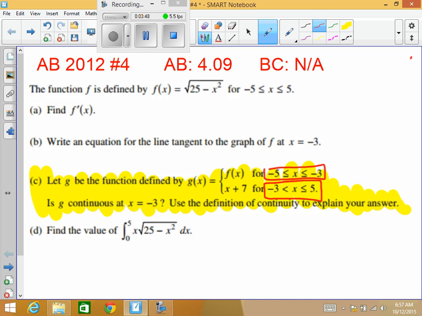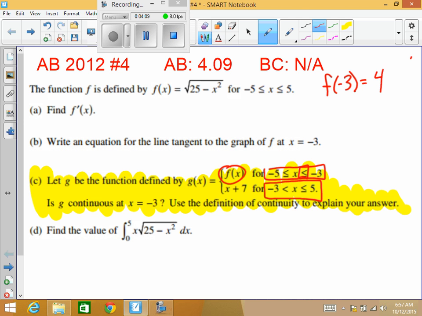So let's check that. Definition of continuity asks us for 3 things. Item number 1, f of negative 3 has to exist. So we check to see which formula that's going to go into. Because of the less than or equal to, we're going to plug negative 3 into this guy, which we already did in part B, and we got 4.